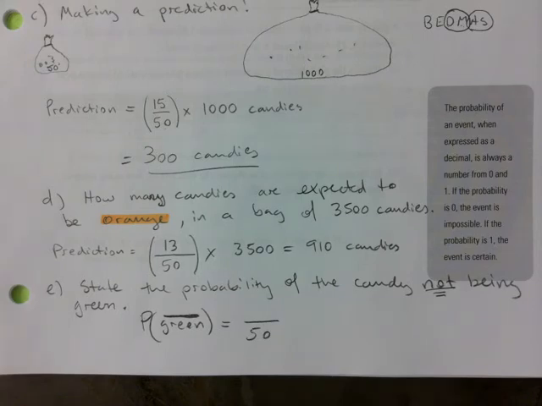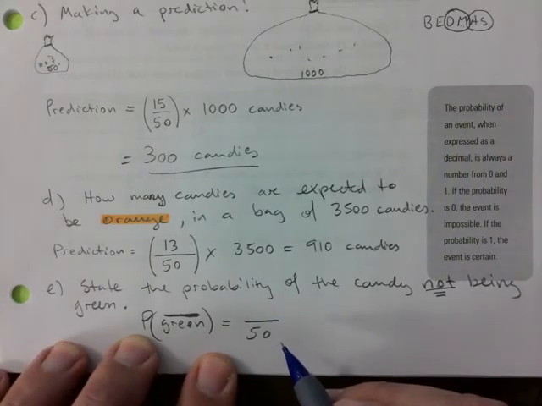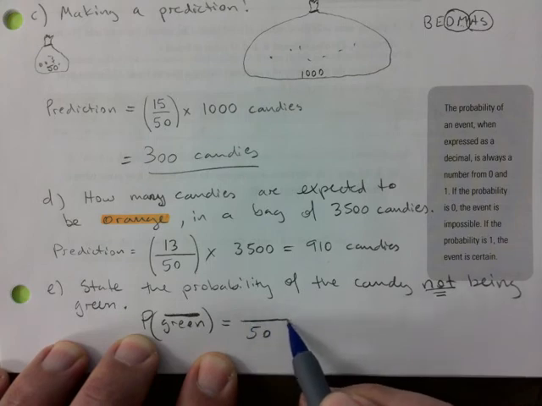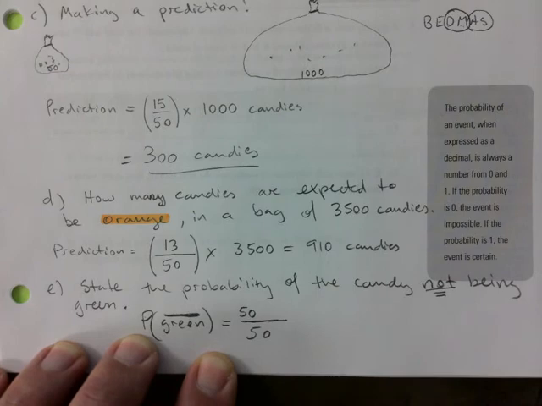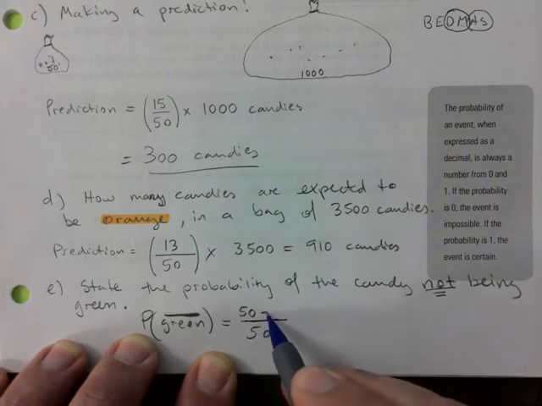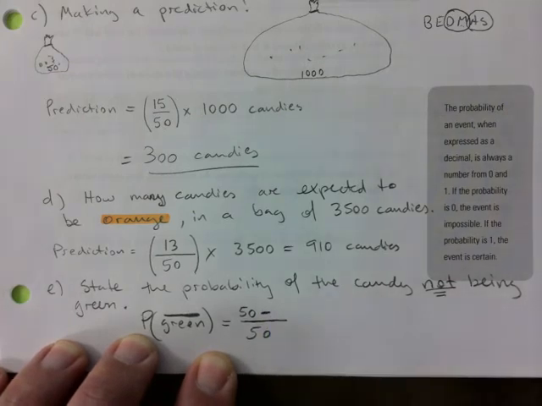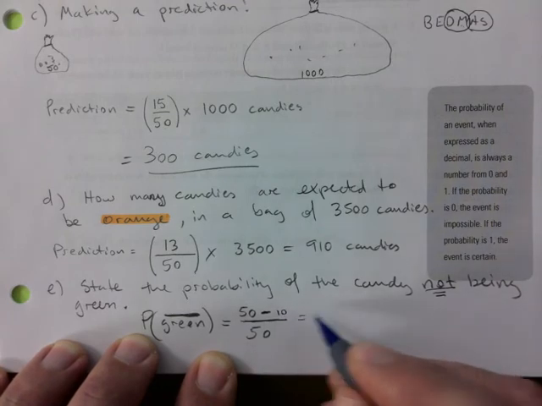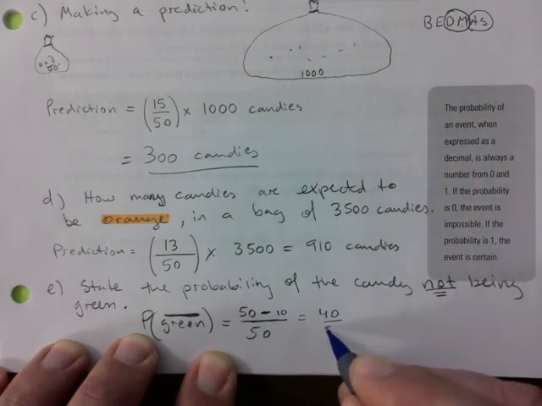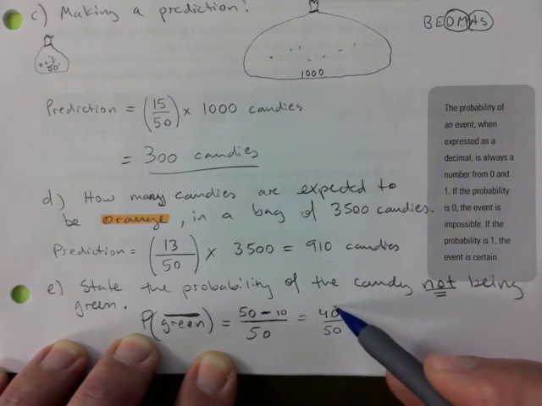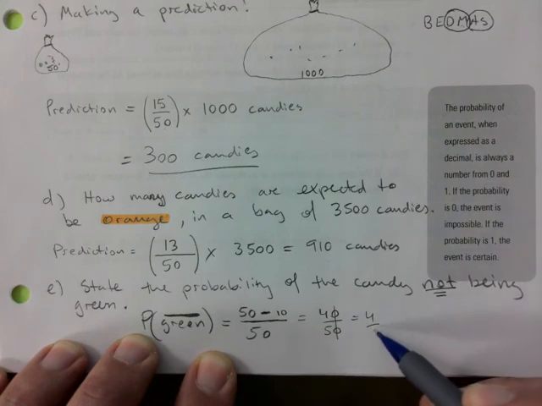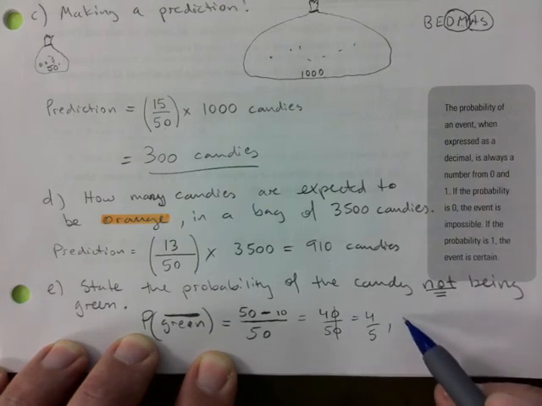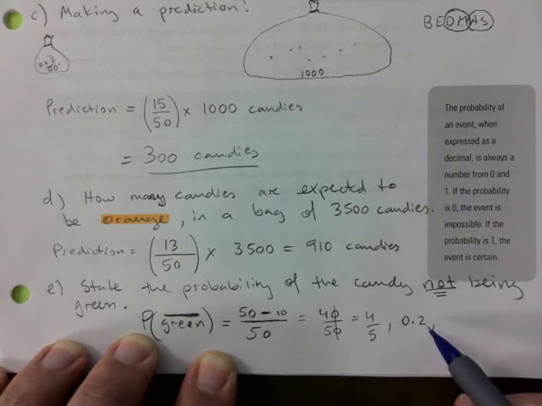Okay. This is how I would do it. I don't know about you. Watch how I'm going to do it. I'm going to take the 50. Those are all the candies, right? Which ones do you not want? Green. How many greens? 10. So this ends up being 40 out of 50. Did you know that you can cancel trailing zeros, right? I'm sure you know that. This is really 4 out of 5, which is 0.2, which is, no, 0.8, sorry, 80%.